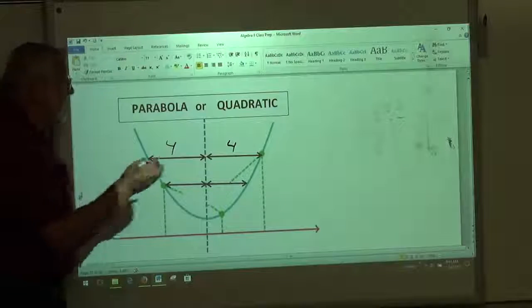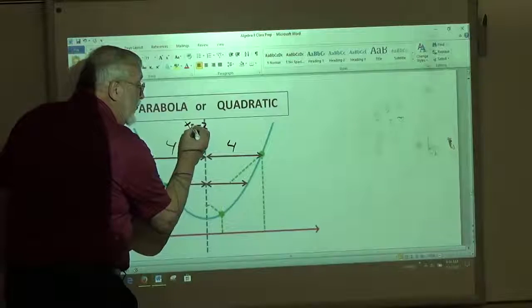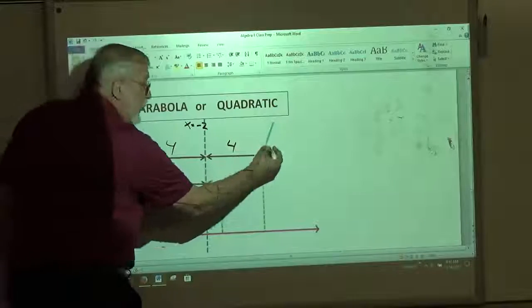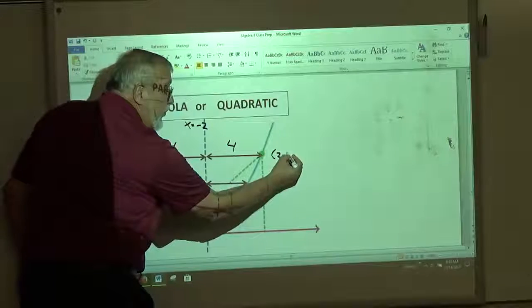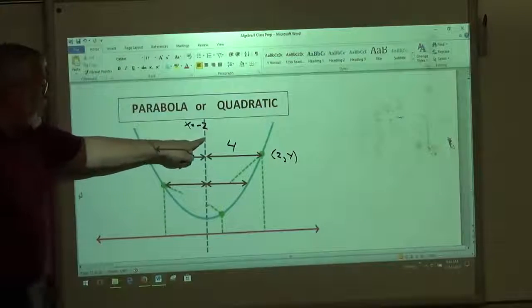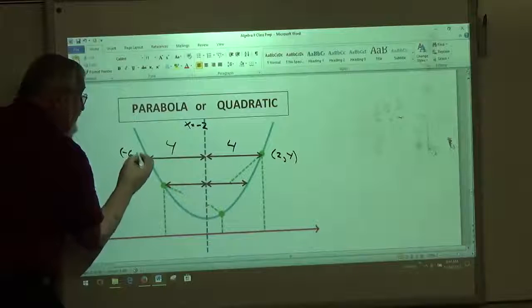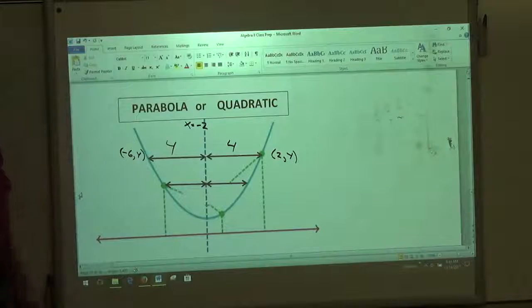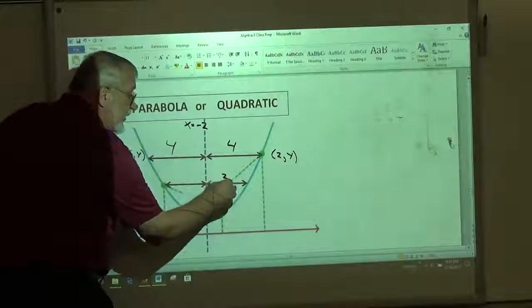Now, if this is at negative 2, what's negative 2 plus 4? That's going to be 2, whatever that y value is. But if I go from negative 2 this way, I'm at negative 6, whatever the y value is. Okay? So now suppose this is a 2.